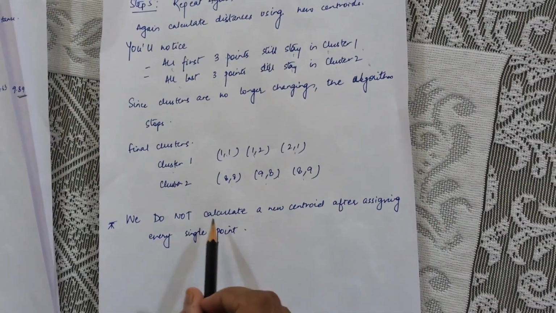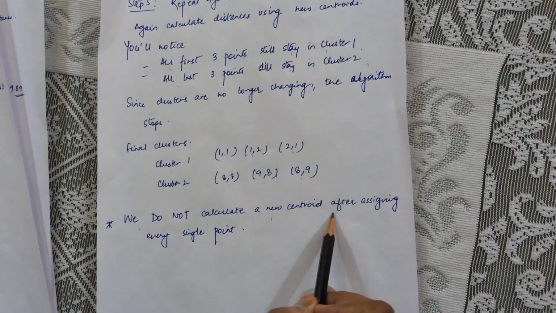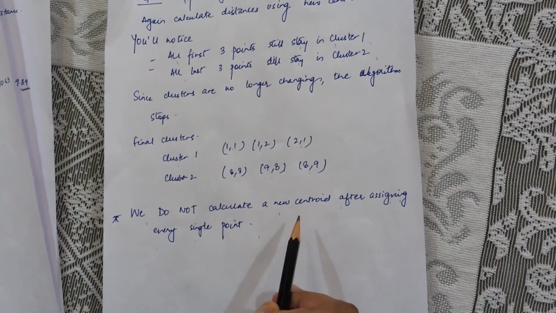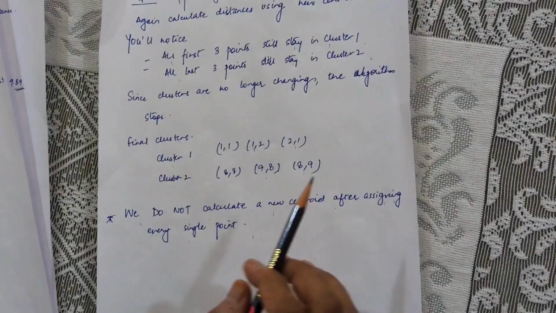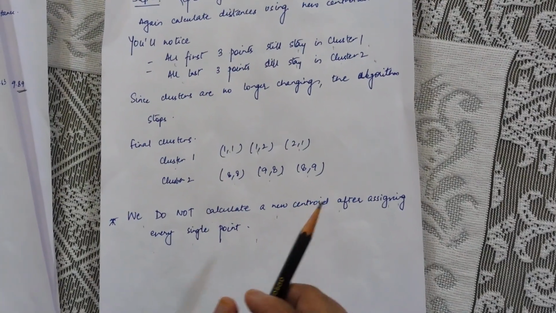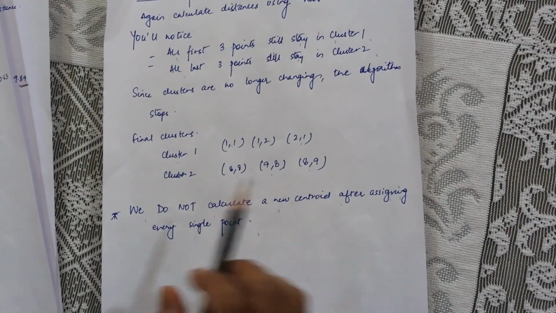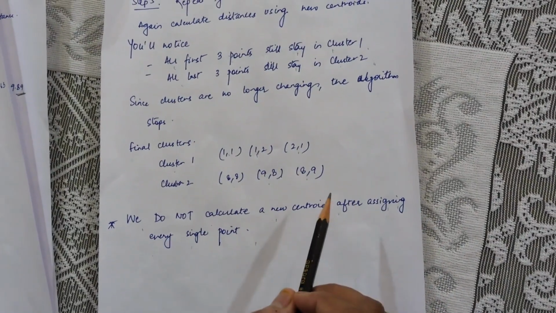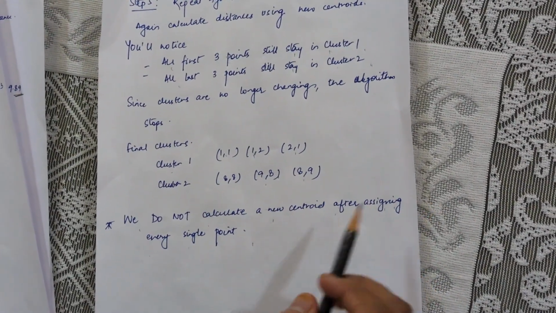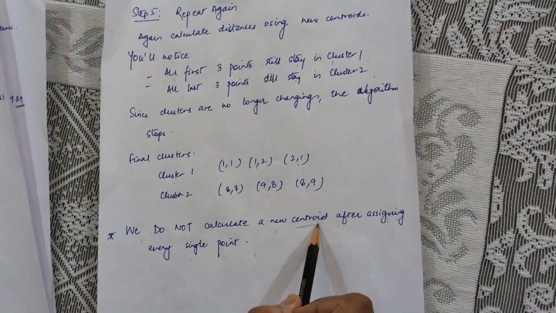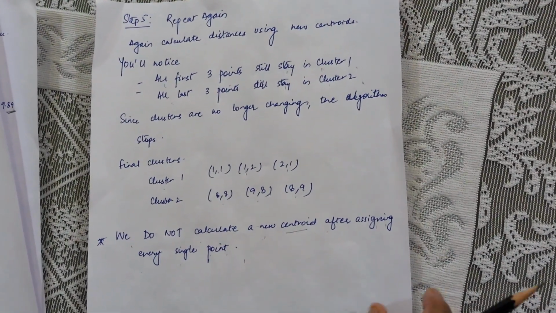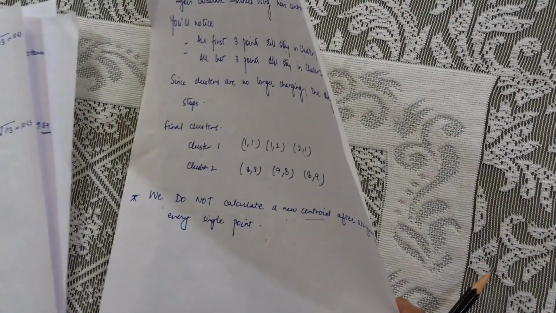One thing to note here is that you do not calculate a new centroid after assigning every single point. You only calculate a new centroid once you have calculated the distance of every point from the centroids you took in the first step. Then you calculate the new centroid and repeat the process. There are many videos on YouTube where they calculate the new centroid after assigning every single point. That is wrong. So that is all about k-means clustering.